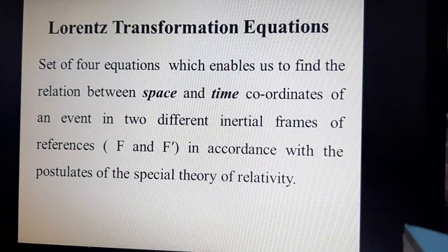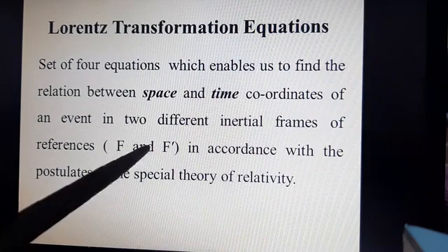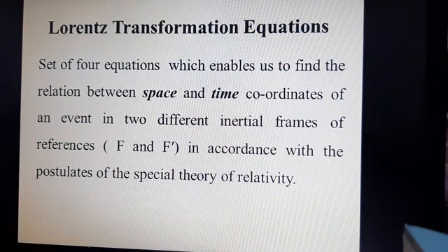It is a set of four equations which enables us to find the relation between space and time coordinates of an event in two different inertial frames of references. Let the frames be F and F dash. These equations can be drawn in accordance with the postulates of special theory of relativity, which I have already discussed.